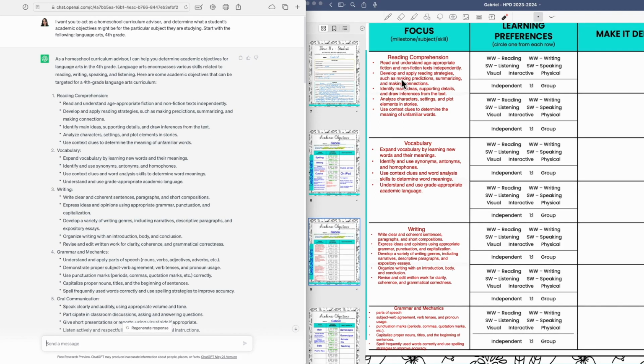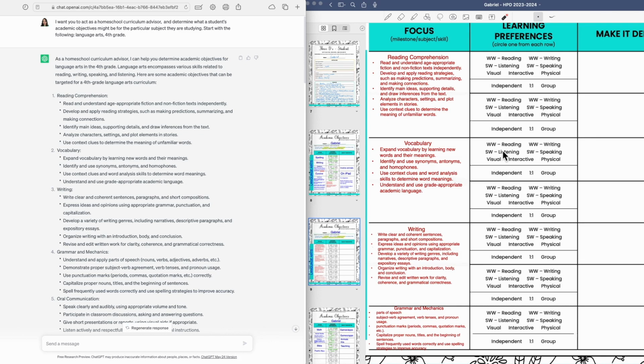Notice that the focuses that ChatGPT gave me were not like I had with spelling and writing and cursive and literature. There are different objectives or focuses: reading comprehension, vocabulary, writing, grammar, and mechanics. This is okay, I think, if you want to use a language arts curriculum that's all integrated, where you just buy that one thing and it covers everything. This bulleted form allows you to compare with what the curriculum company says is covered in that curriculum.